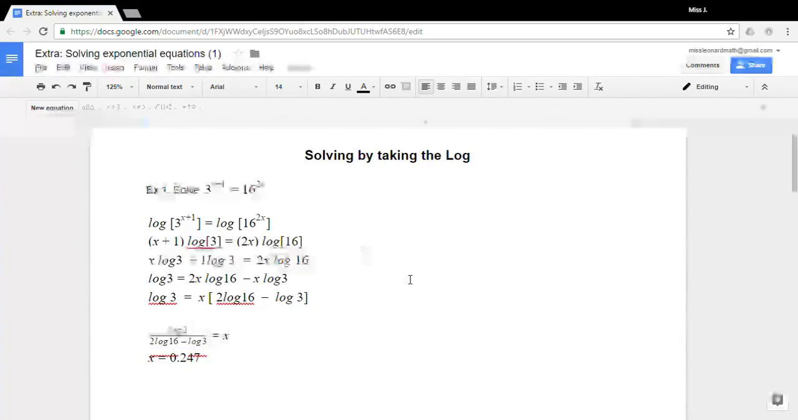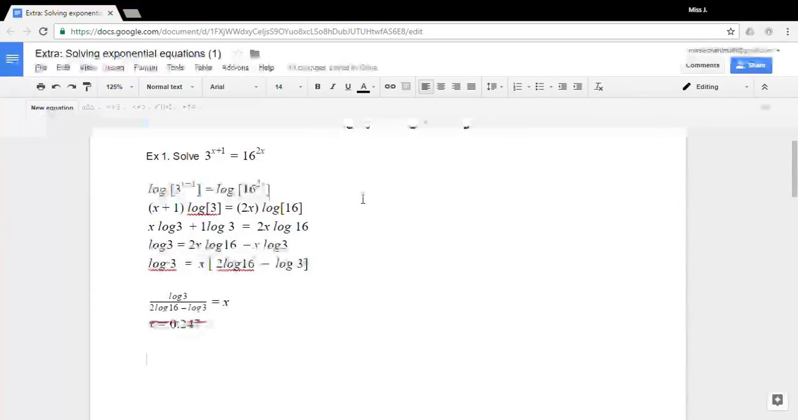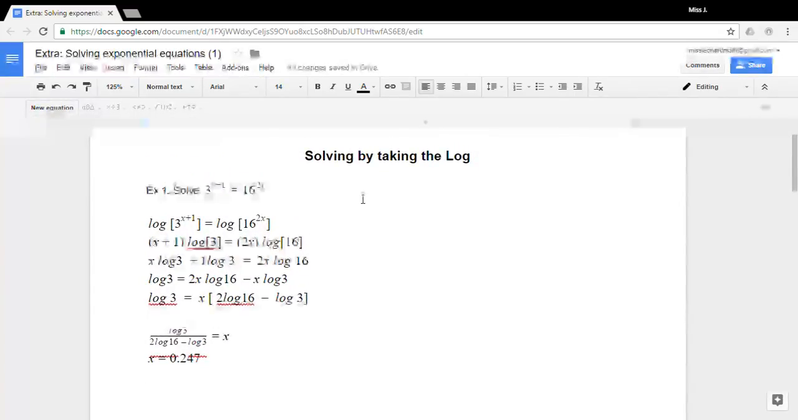Okay, so that's one of our main strategies of solving these exponential equations: if we take the log, assuming log base 10, of both sides, we can use our laws of logs to move around what's happening with the exponents. Okay. So let's try another one here.